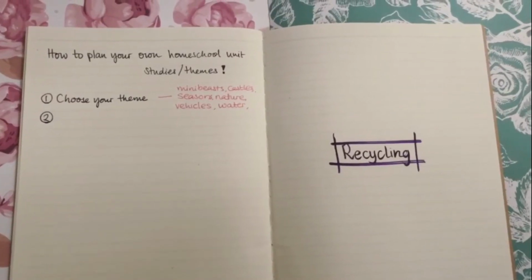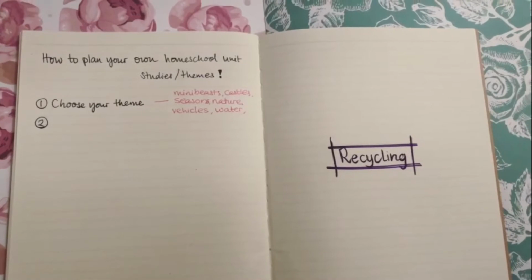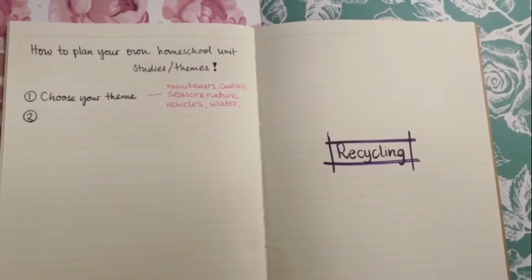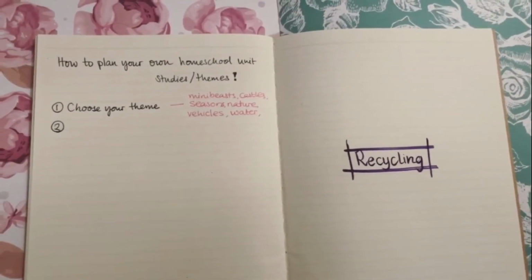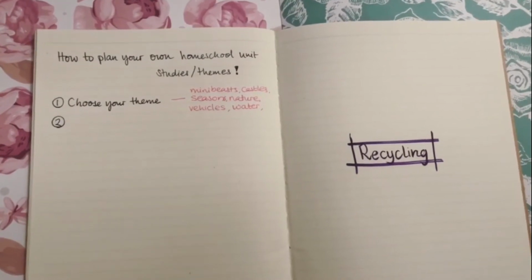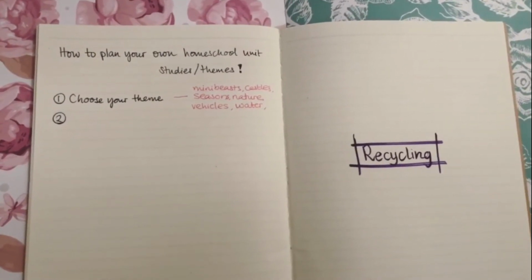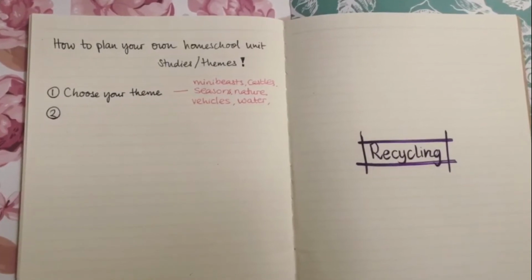To make it easy for you, what I thought I'd do is, as I'm explaining, I'll go through an example. So our current theme, which we're about to start, is recycling. So as we go through the steps, I'll keep adding to this page and show you how I plan.